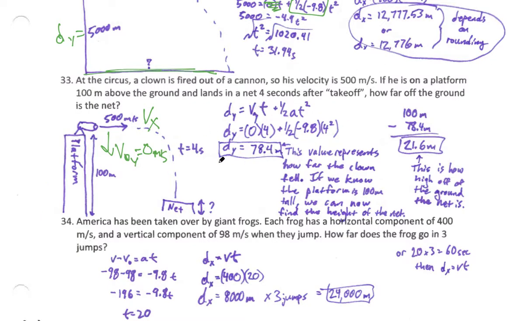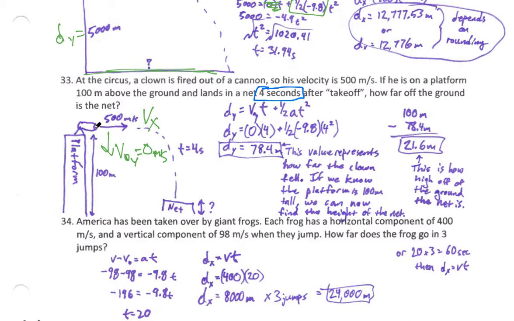Not a ton of them, so don't feel like if you don't understand this that all is lost. But do realize this: we know that the platform's 100 meters up, but it doesn't say that it took him 4 seconds to hit the ground. It says it took him 4 seconds to hit the net. Well, the net's not on the ground, so it's not going to be 100 meters. So what I'm going to do is, knowing that I have 4 seconds to fall, I'm going to figure out the distance that he fell in that 4 seconds.